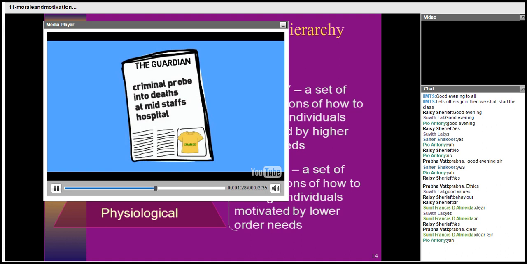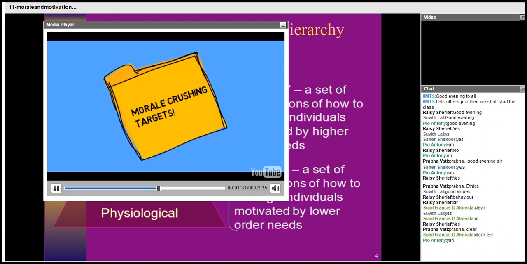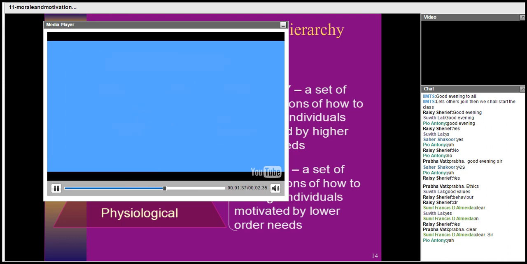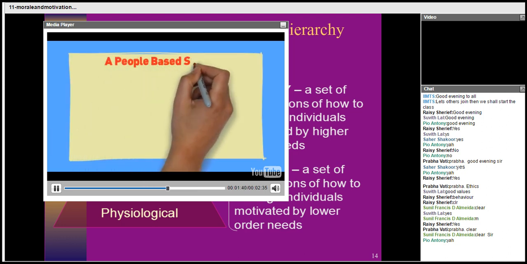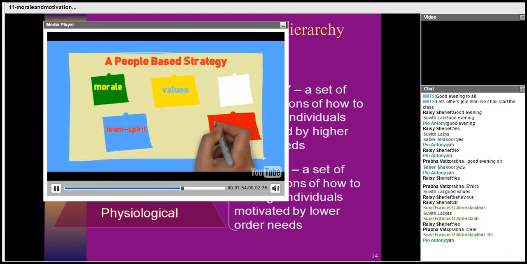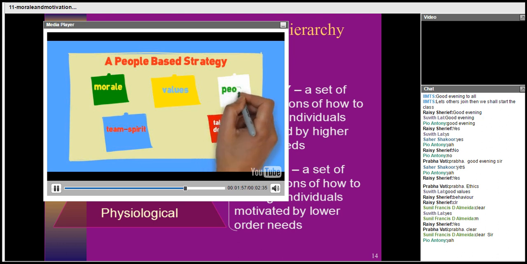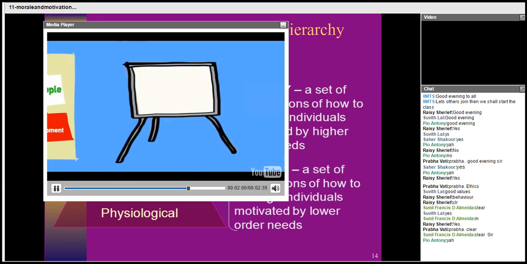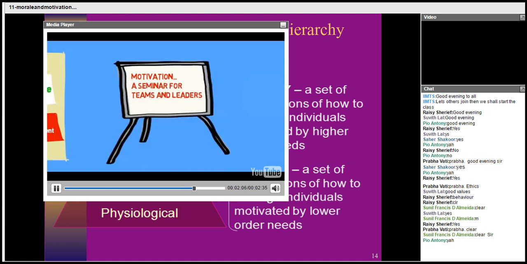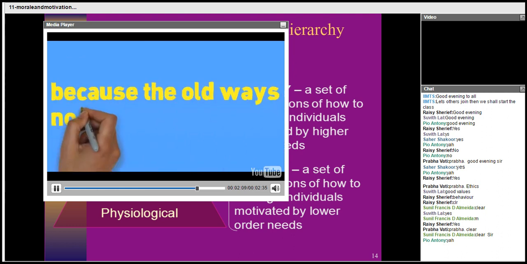Or maybe it's time to jettison the target-based strategy, and time to be bold, time for a fresh start, time for a people-based approach, time to trust, time to believe that caring for, looking after, inspiring, motivating your people will yield far greater financial returns than simply beating them up with more and more targets. I'm Martin Perry. This is Motivation, a seminar for teams and leaders, simply because the old ways no longer hold sway.